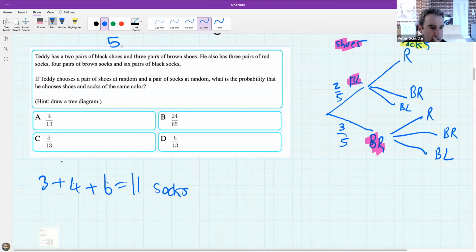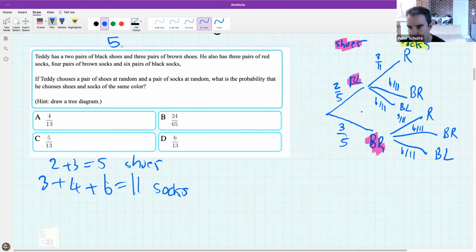So the 11 socks, and then there's 5 shoes. I think it's quite helpful to have that information. So how many of them are red? That would be 3 out of 11. Brown is 4 out of 11. And then black is 6 out of 11. And this would be 3, 4, 6. Okay.